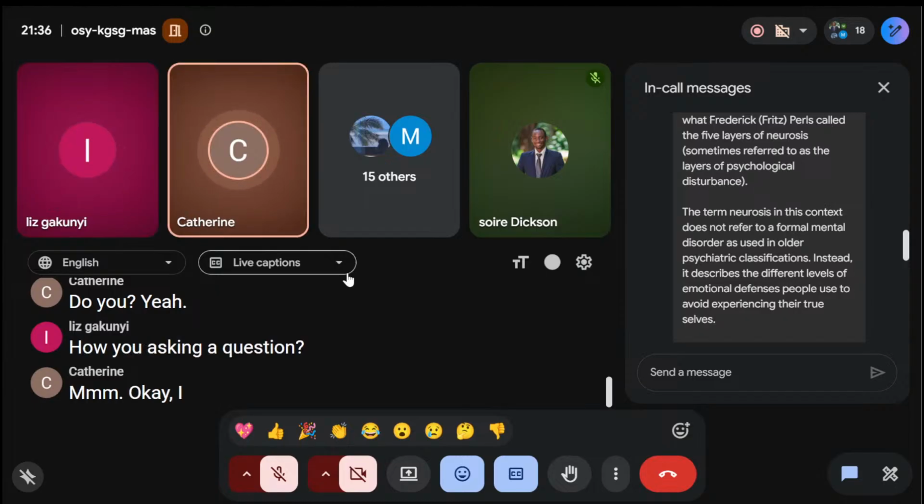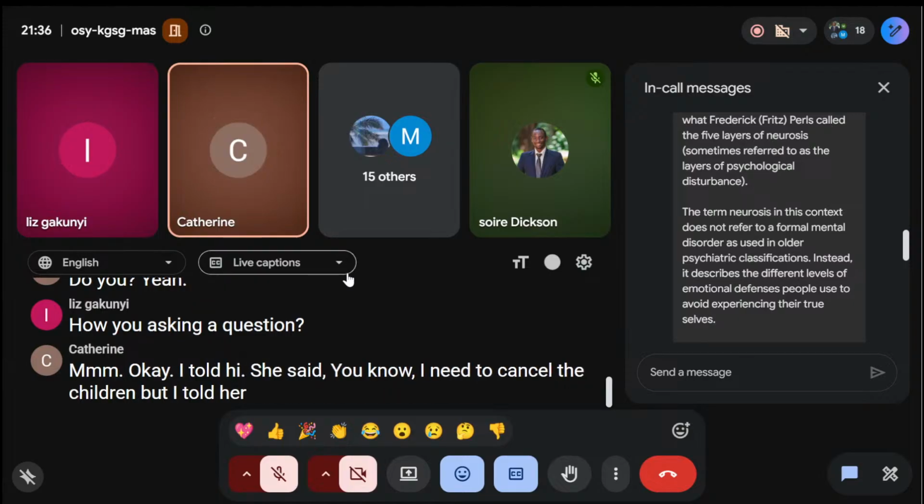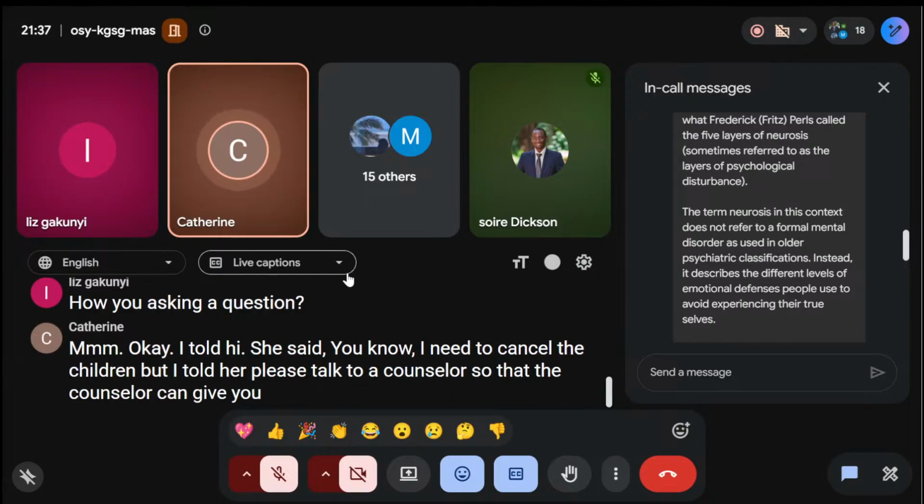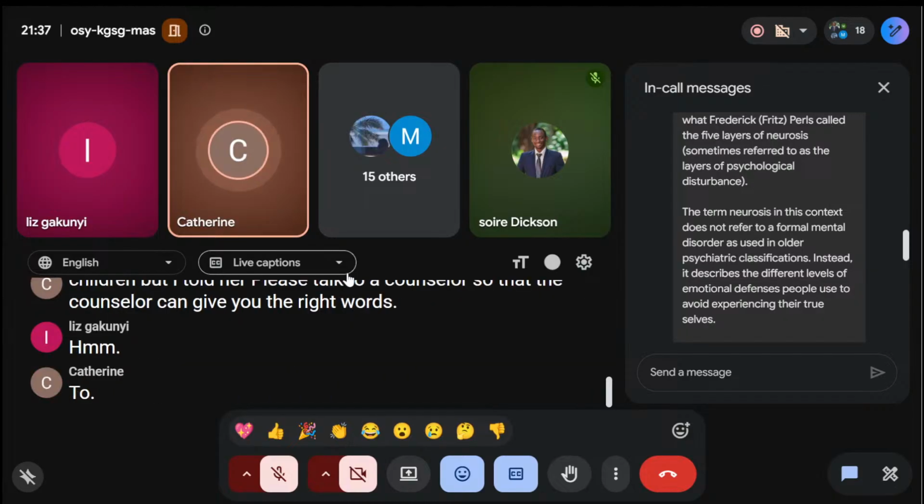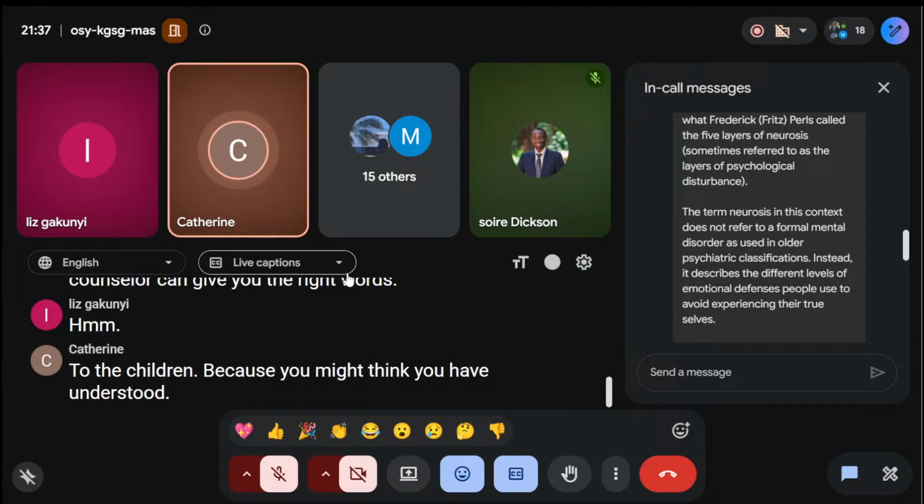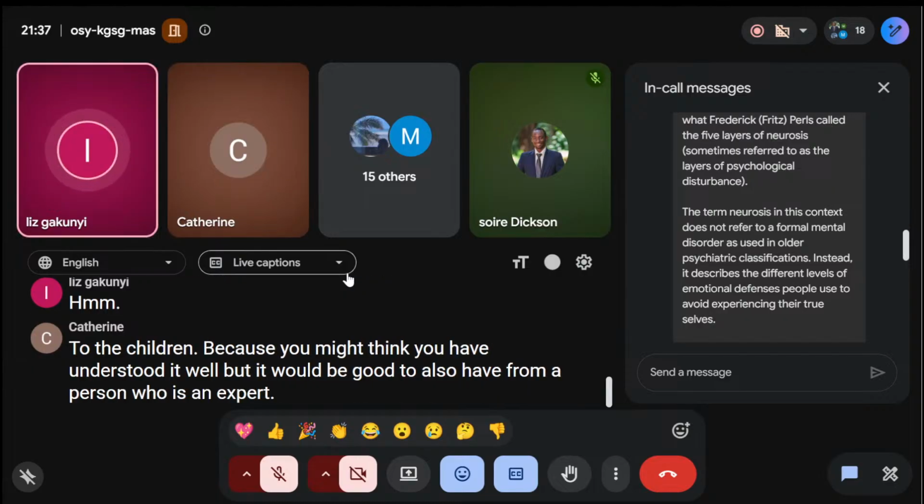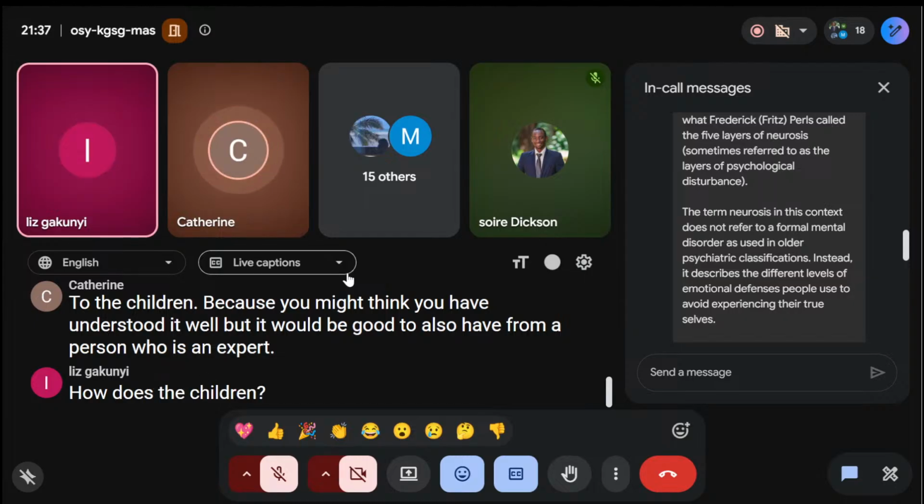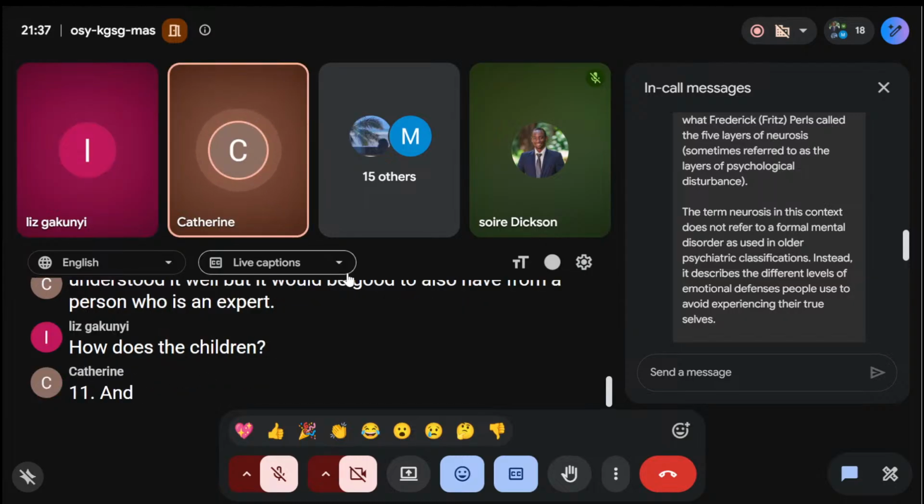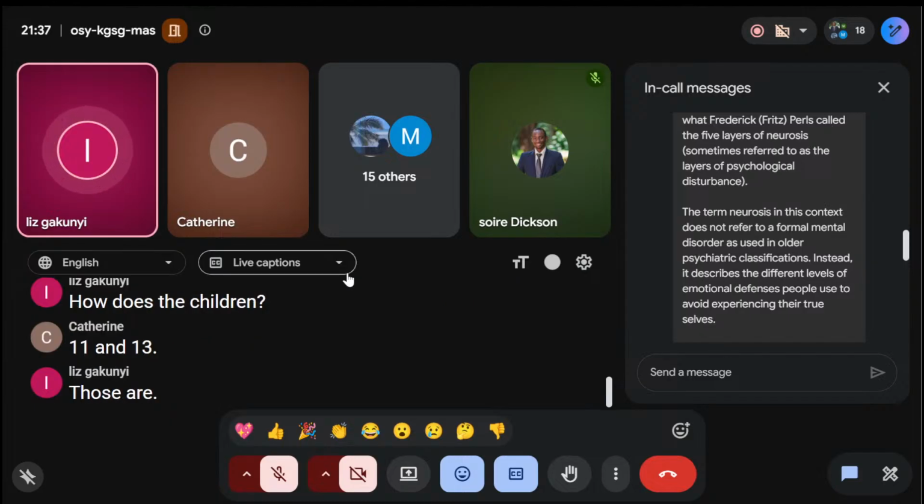Okay, I told her, she said, you know, I need to counsel the children, but I told her, please talk to a counselor so that the counselor can give you the right words to the children, because you might think you have understood it well, but it would be good to also have it from a person who is an expert. How old are the children? 11 and 13. Those are still very young.